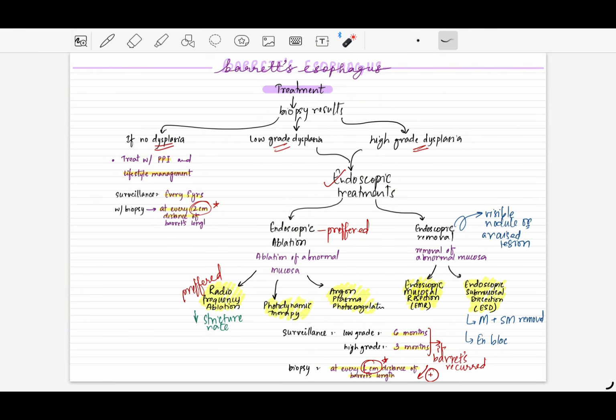That's all regarding Barrett's esophagus. We discussed its risk factors, its clinical features, its progression, its types, its diagnosis, and then the treatment modalities available.